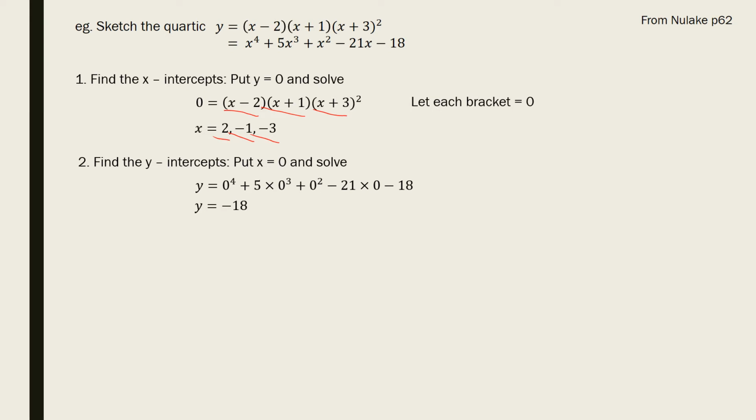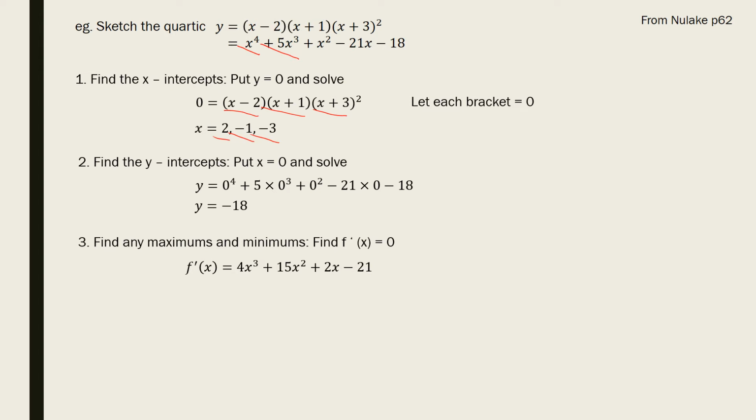The third thing to do is to find any maximums and minimums, and we do that by finding f dash of x equal to 0. So first of all we differentiate, so x to the power of 4 becomes 4x to the power of 3, 5x to the power of 3 becomes 15x squared, x squared becomes 2x, minus 21x becomes minus 21. The negative 18 just drops off. Now we put that equal to 0.